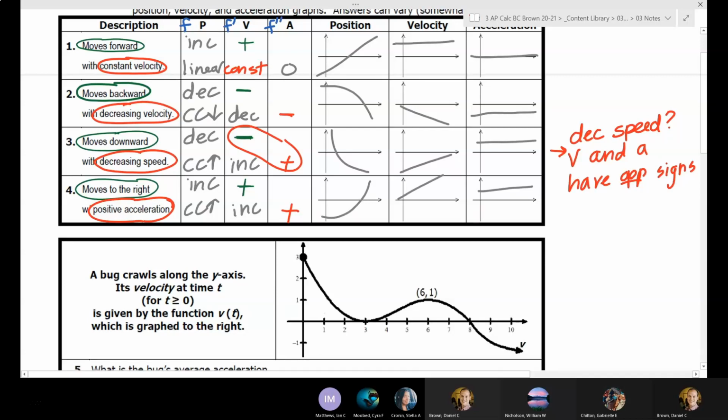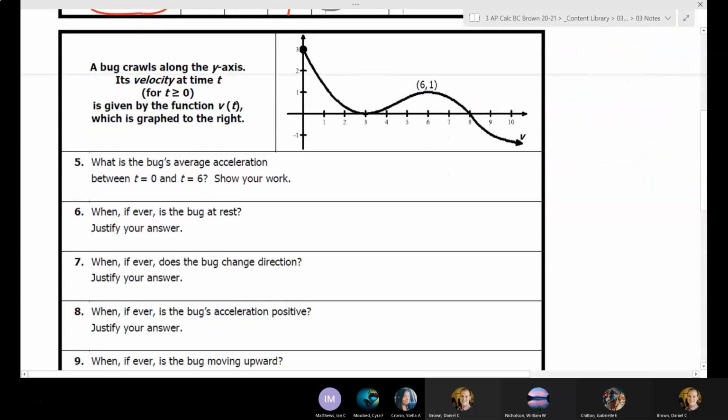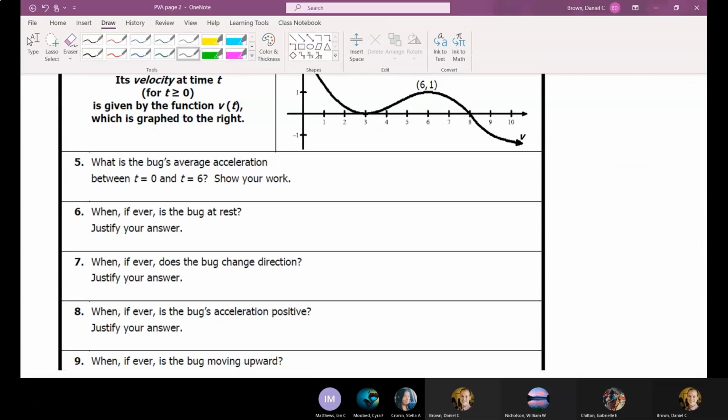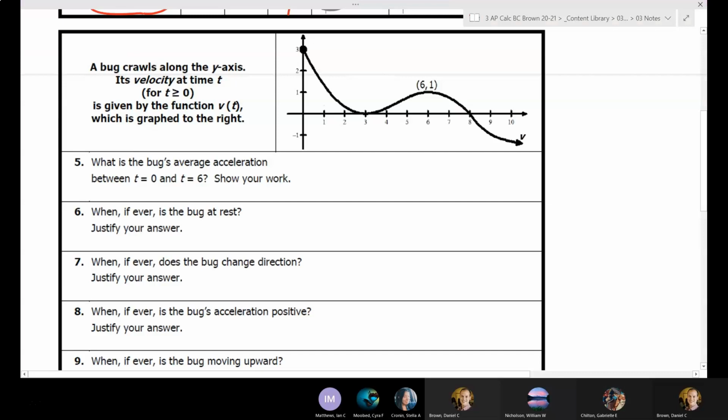Where this comes into play is sometimes you'll say, hey, this is the equation for position, find the velocity. So you would take the derivative and then do some stuff with it. Sometimes you'll look at it graphically, and that's the example I decided to use today. This is an example of the velocity. We are given the velocity graph, and we have a bug crawling along the y-axis, so it's moving up or down. This is its velocity over time, and we want to answer these questions based on the velocity. So we're going to think of this graph.